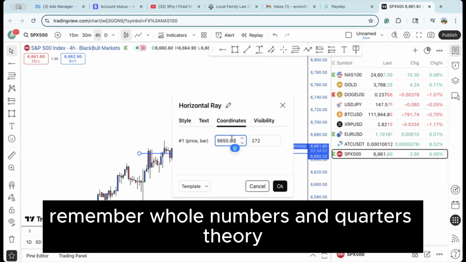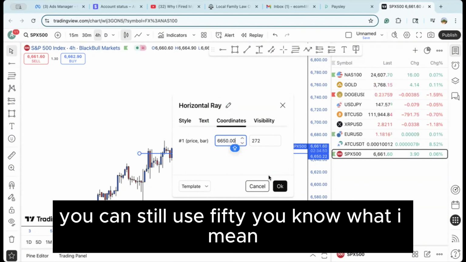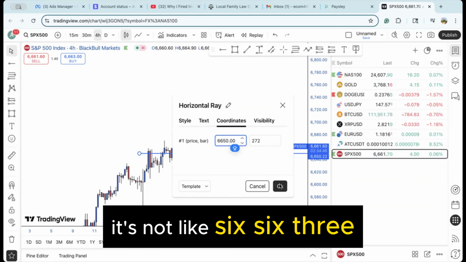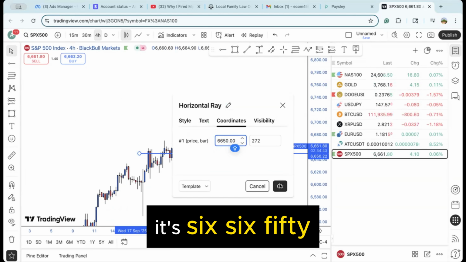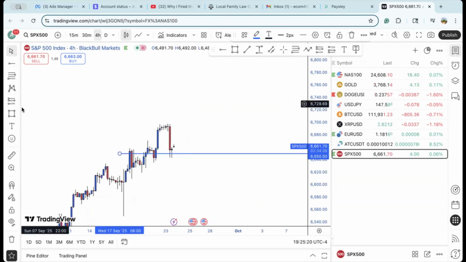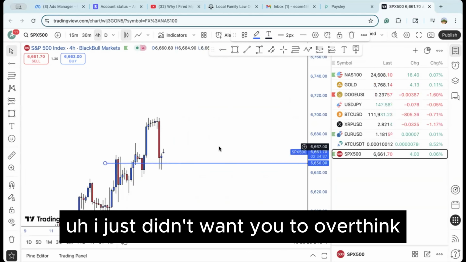Remember whole numbers and quarters theory. Don't forget that. Like you can still use 50. Still an important number. It's not like 663894295. It's 6650. Yeah, exactly. Simple. I just didn't want you to overthink.